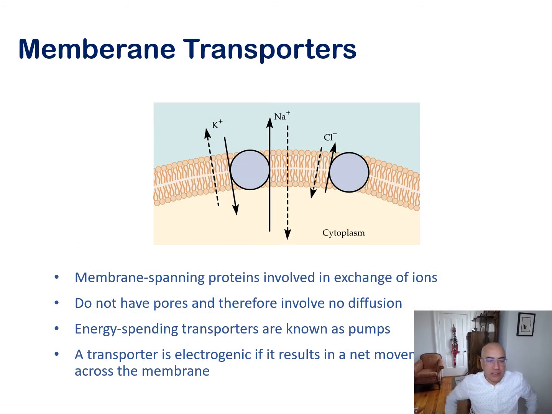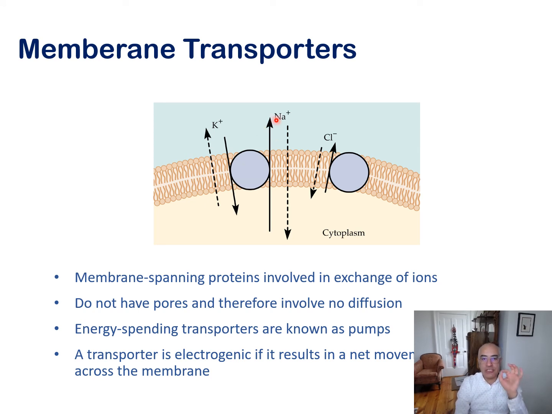All right, so the other category of transmembrane proteins that allow ions to go through are membrane transporters. Membrane transporters are membrane-spanning proteins, therefore, that are involved in the exchange of ions. They don't have a pore, and they involve no diffusion, and they fall into two categories. One category we call passive transporters. The other category we call active transporters, and that's because they have to spend energy to move an ion from one side of the membrane to another.